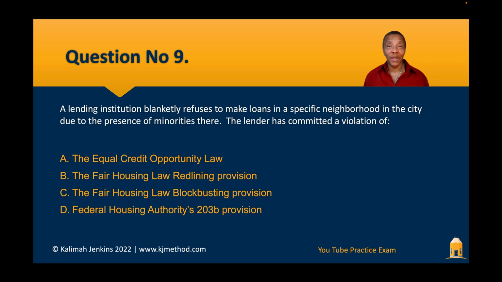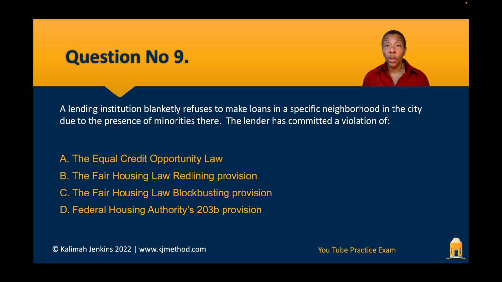Which one do you think that it is? You should be able to pick this one out pretty quickly because it really is vocabulary, even though it's scenario based. It would be the redlining provision. Redlining, if you remember, is done by a lender, and what the lender is saying is, we're not going to lend in that neighborhood and we are not going to lend in that zip code, and it is a violation of the Fair Housing Law. Let's look at the other ones.